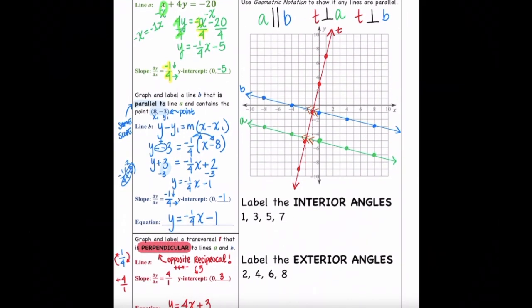Great, so almost done here. What's left is to label the interior and exterior angles. So again, if you remember, our parallel lines form this river, and anything inside the river is an interior angle. Anything on the river bank is an exterior angle. So let's go ahead and label those now.